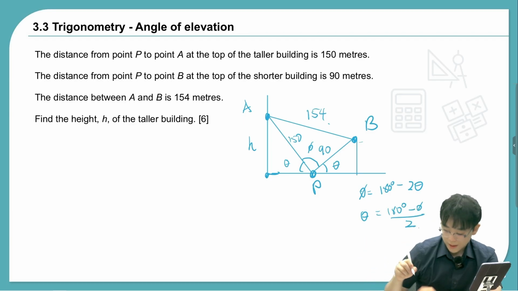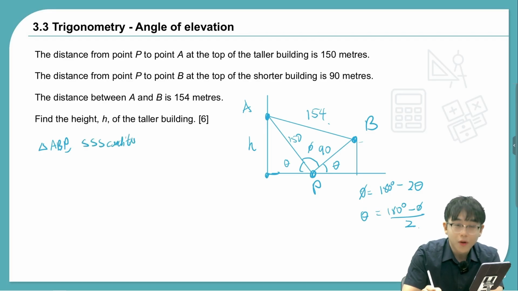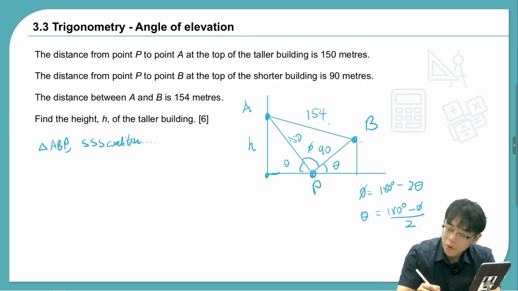Because we have triangle APB. So let's say in triangle APB or ABP, we have the SSS condition. So we know the three side lengths. So in the SSS condition or in the SAS condition, which isn't the case, but for future reference.